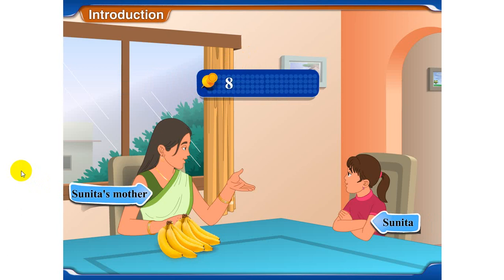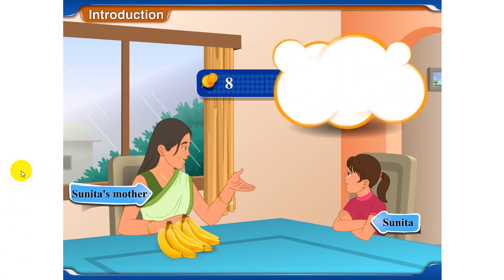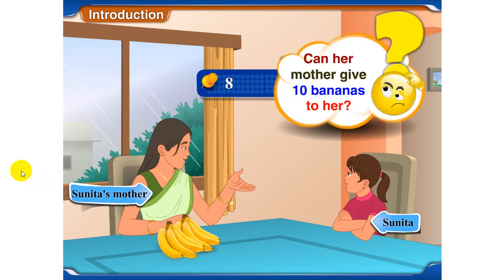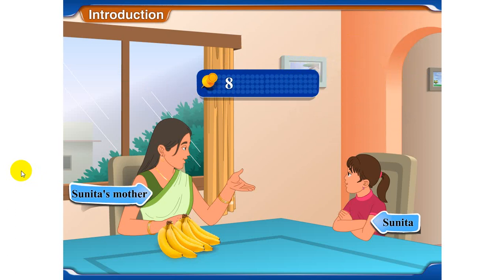Sunita's mother has 8 bananas. Sunita has to go for a picnic with her friends. She wants to carry 10 bananas with her. Can her mother give 10 bananas to her? She does not have enough, so she borrows 2 bananas from her neighbor to be returned later.